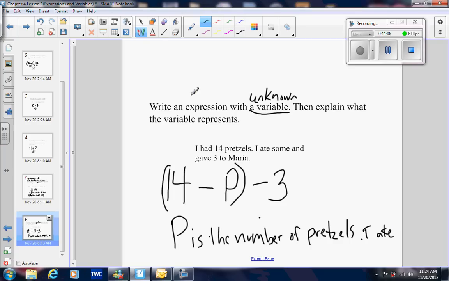Alright, so this is just the beginning of algebra for us, working on expressions and variables and how they are used together.